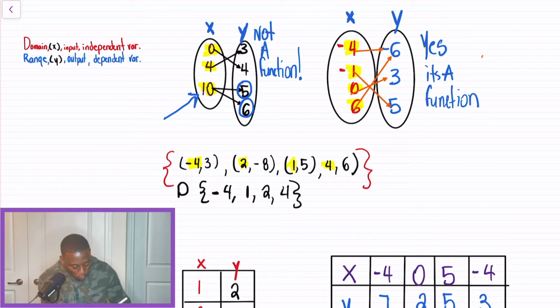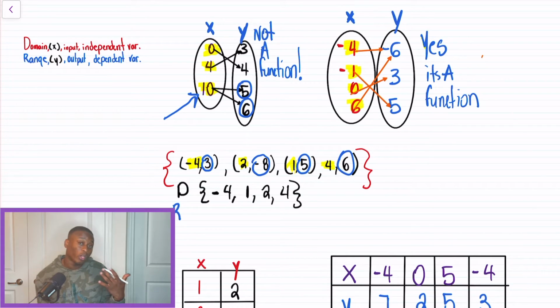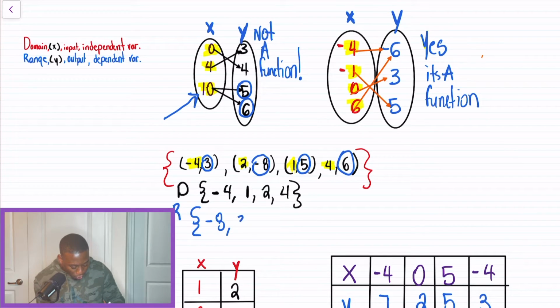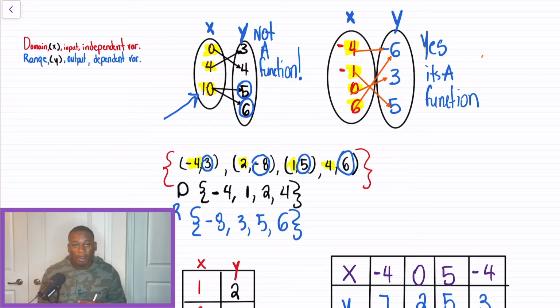And now we're gonna go back and we're gonna do the same thing for the range. And understand the range is the y values: 3, -8, 5, and 6. So if we're gonna list this range now, this is how we're going to do it. We have -8, 3, 5, and 6. And as we look at this, guys, none of our x's repeat. None of them have more than one y. So this is a function.